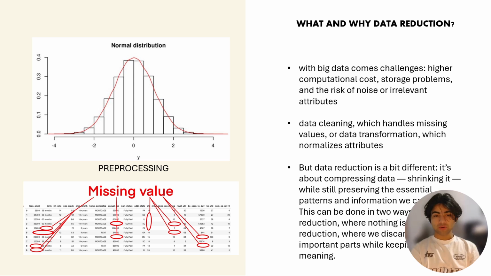So you might have heard the concept of data pre-processing that includes data cleaning, data transformation, which could be handling missing values and normalizing the distribution, and where data reduction is about compressing and shrinking the data while still preserving its essential patterns.